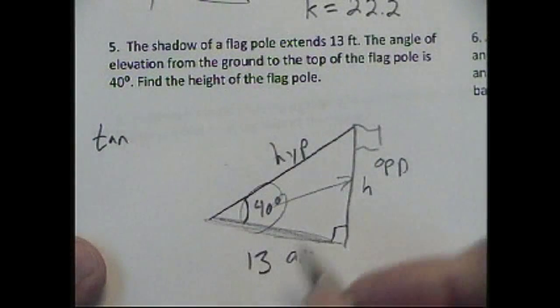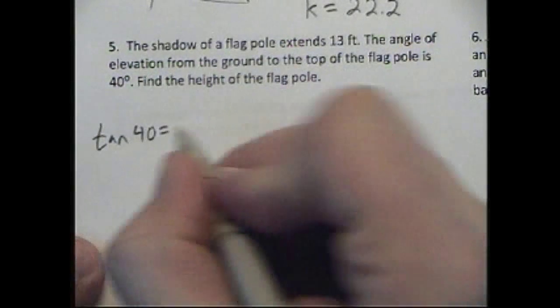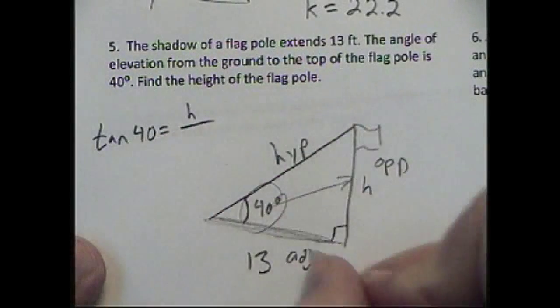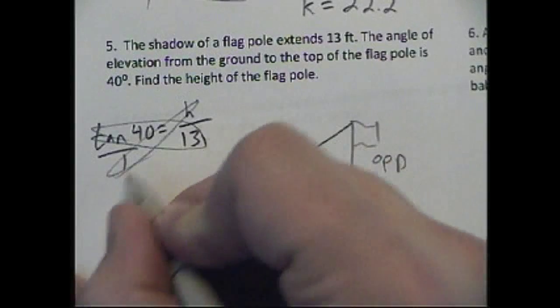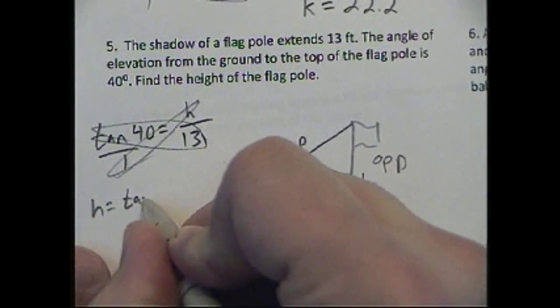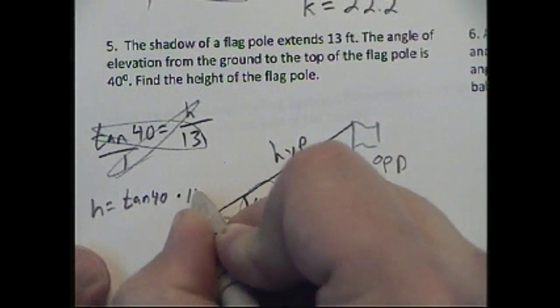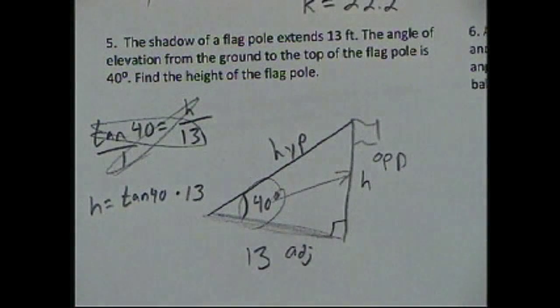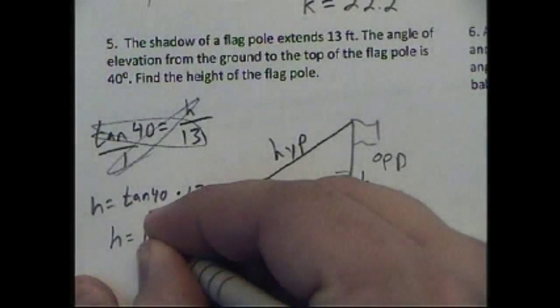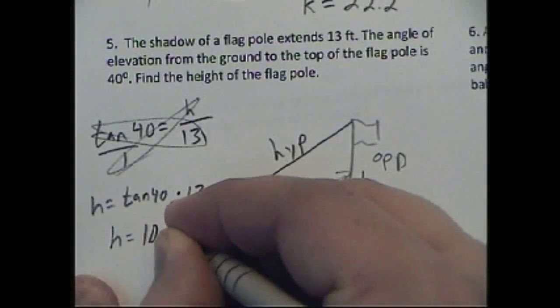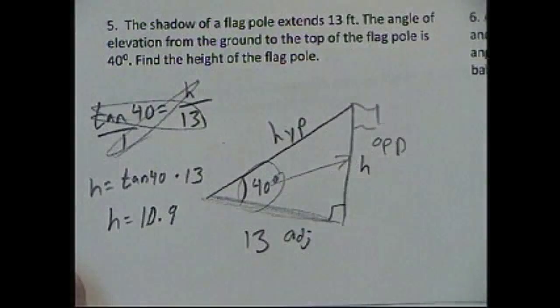The tangent of 40 degrees is equal to opposite is h over adjacent is 13. Cross multiply this direction. H is going to be the tangent of 40 times 13. And the height is 10.9.